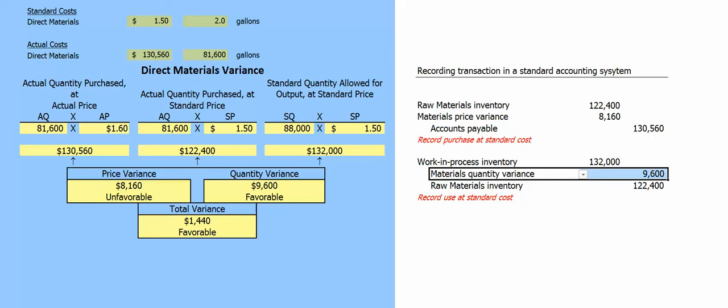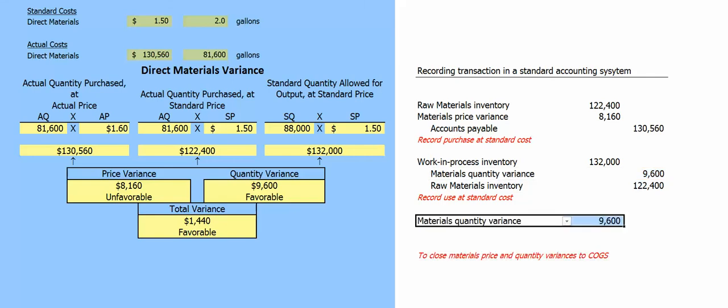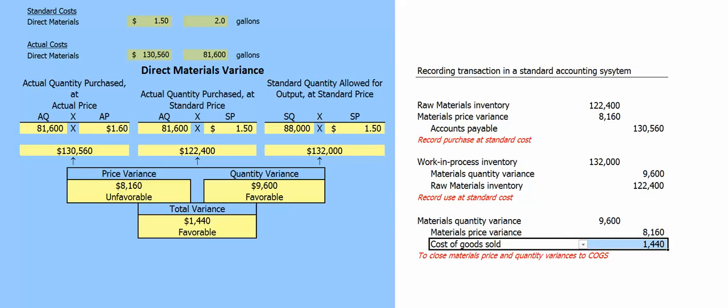We need to, at the end of the period, close out or zero out our material price variance and our material quantity variance. And we'll do this by closing them to cost of goods sold. Our materials quantity variance had a $9,600 credit balance, so we'll debit it for $9,600. We will credit the materials price variance, and the difference of $1,440 will get credited to cost of goods sold.